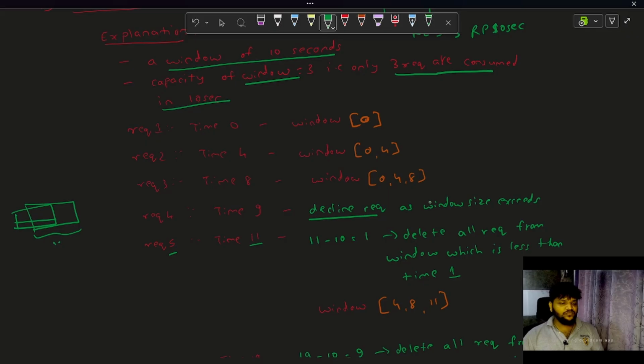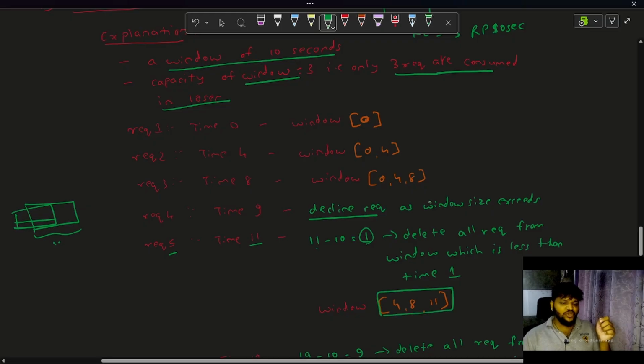So now how would it work? 11 minus 10, that is 1. What exactly does this mean? 11 means I got the request at 11 seconds, and 10 means the window size, so 11 minus 10 is 1. What does 1 signify? It means from this particular window, look back and see all the requests that I received before 1 second and delete those requests, that is, delete the references of those requests from this window. Before 1 second, there was only 1 request, that is 0. So my window is now 4, 8, 11. I have added 11 because I have removed the 0, and still the capacity is 3.